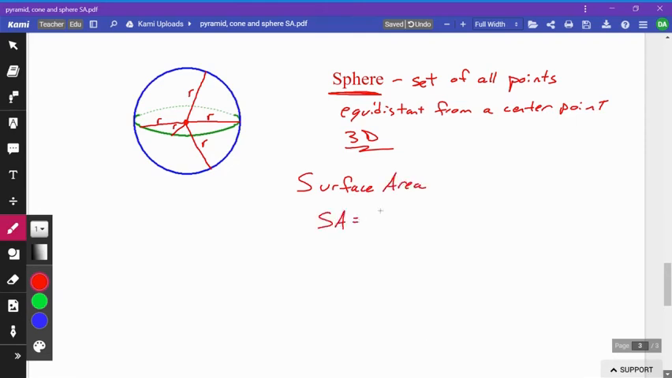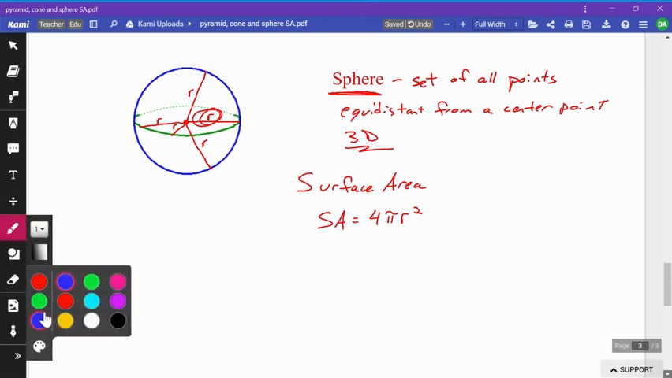Surface area is going to equal 4 pi r squared. So I only need one measurement in order to find the surface area. I need to know what the radius is. And basically, the surface area of a sphere is equal to 4 circles with the same radius.